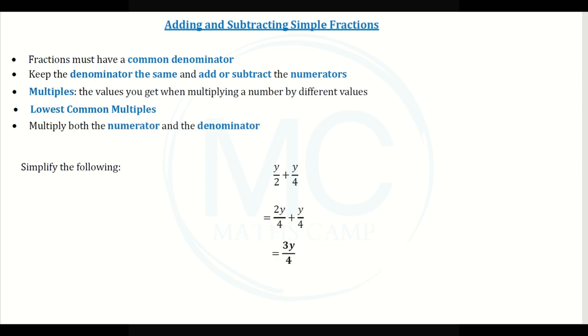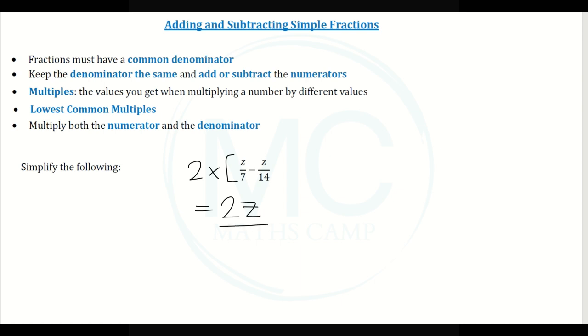Let's do another example. z over 7 minus z over 14. We know that 14 is a multiple of 7 if we multiply by 2. So let's multiply this whole fraction here by 2. 2 multiplied by z gives us 2z. 2 multiplied by 7 gives us a denominator of 14. And now we can subtract this fraction over here, z over 14. 2z minus z is z, so we get z over a denominator of 14.